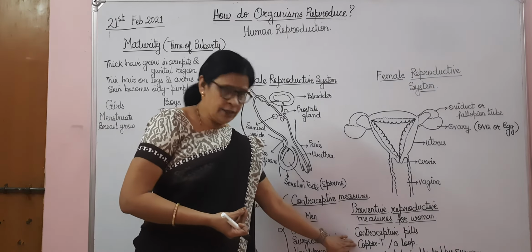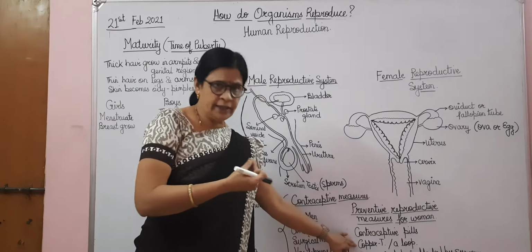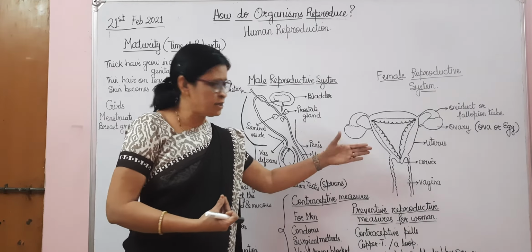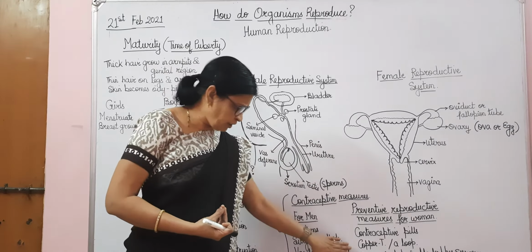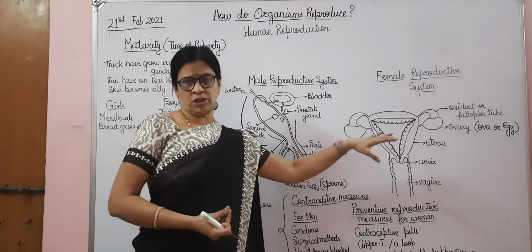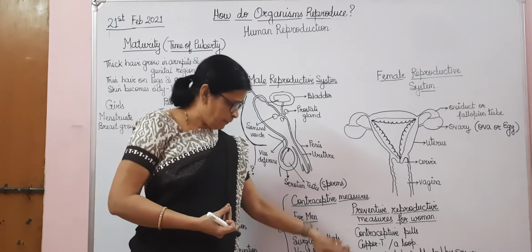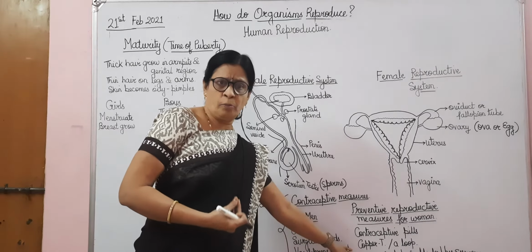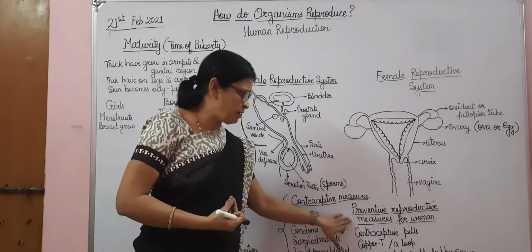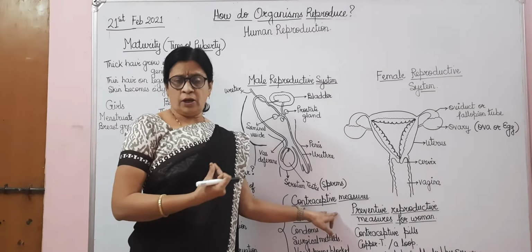Then the second, she can put a copper T or a coil loop in the uterus so that there is no fertilization. Third, her fallopian tube can be blocked. This is a surgical method, and she can go in for an operation. So these are the three ways in which she can use contraception.